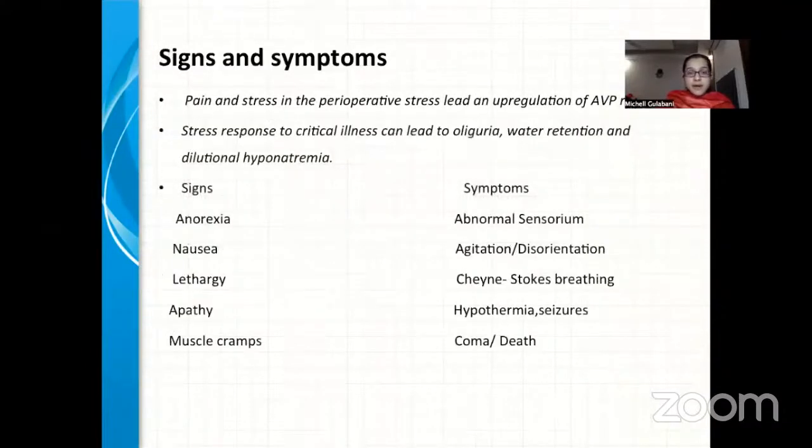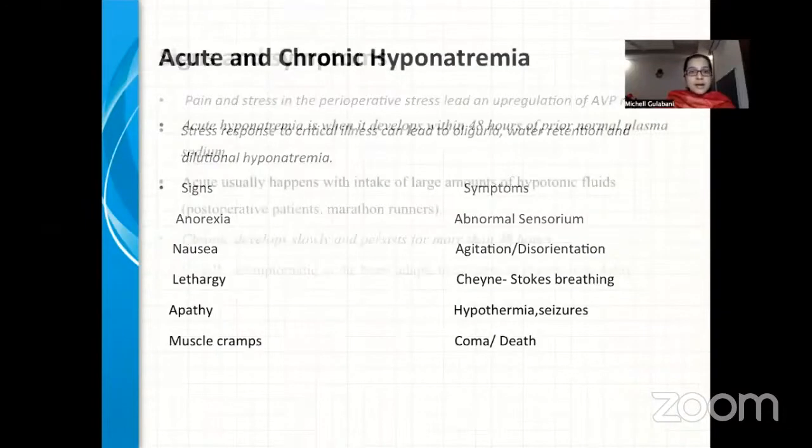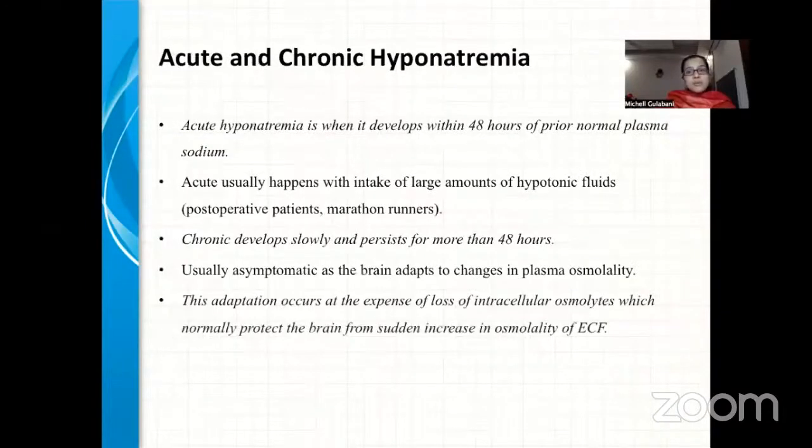Signs and symptoms can range from anorexia, nausea, lethargy, apathy, muscle cramps, and the symptoms from abnormal sensorium, agitation, disorientation, to coma and death. So acute hyponatremia is when it develops within 48 hours of prior plasma sodium levels being normal, and chronic usually persists and develops slowly for more than 48 hours.